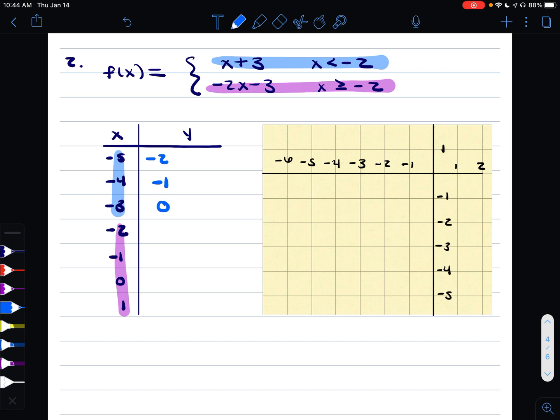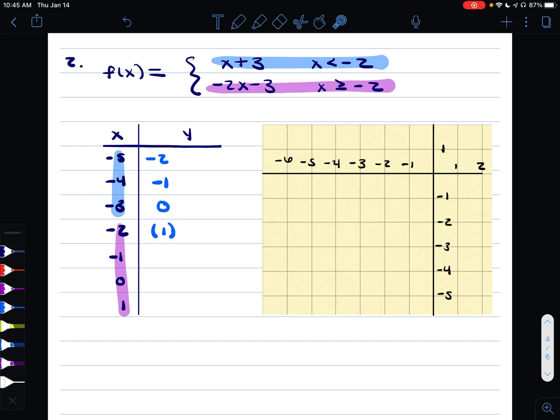Okay. Now, just like on the previous example, although the top equation is not defined at -2, it's defined everywhere leading up to -2. So we're still going to plug -2 into that top equation. It's just that this is going to appear as an open circle on our graph. So if we plug a -2 into our top equation, -2 plus 3 gives us a +1. And I'm going to put that in parentheses, reminding myself that this is an open circle on our graph.